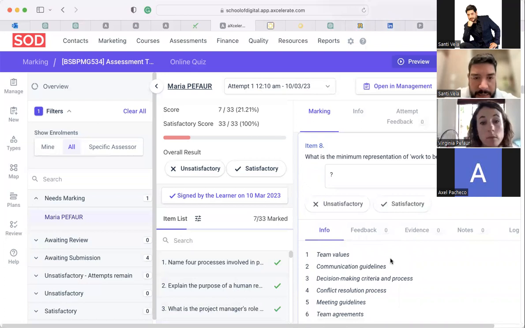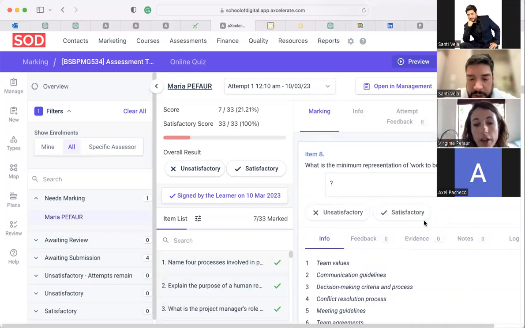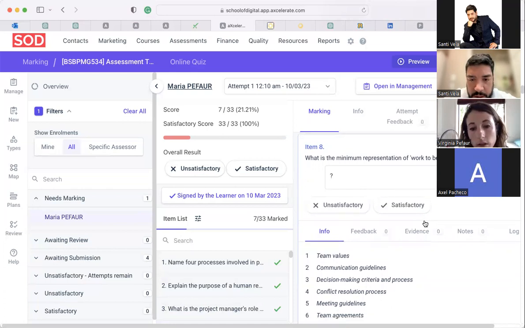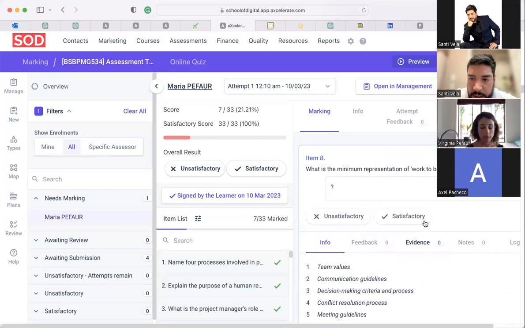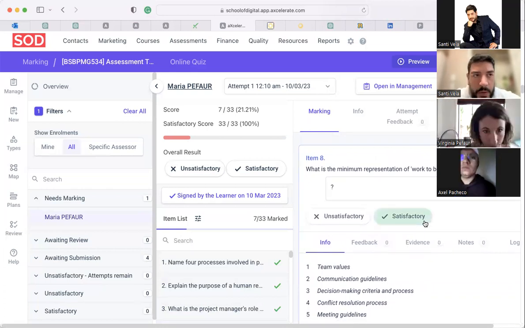Virginia, I am marking this assessment of yours. Okay, so let's talk about it, okay? Quickly. Yes. Let's talk about it. So the question is, what is the minimum representation of work to be done in project management? What is the maximum representation of work?